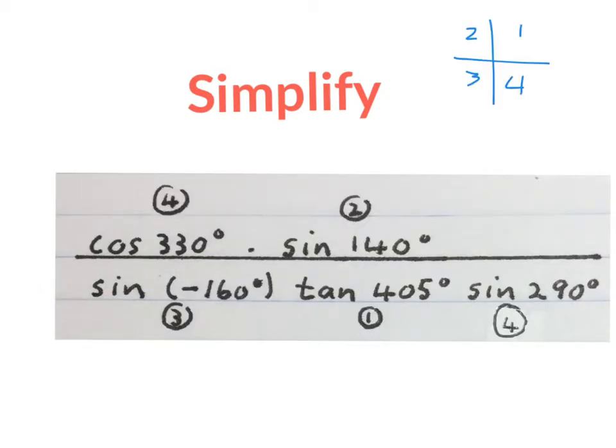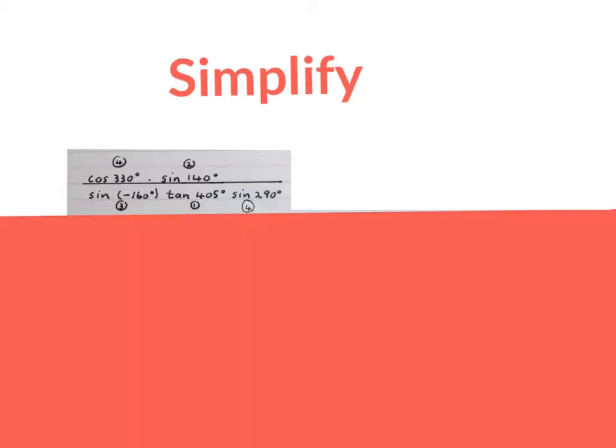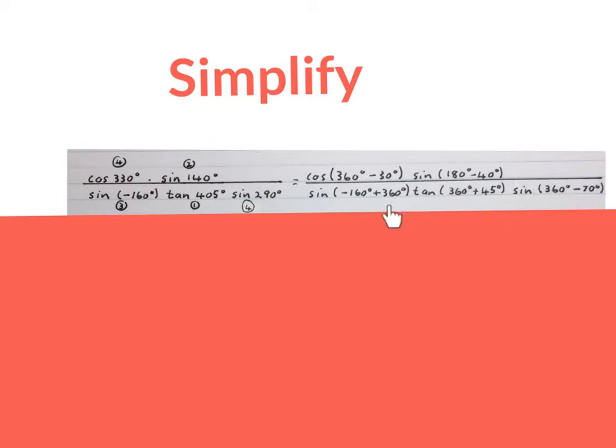With reduction, we need to find out in which quadrant each one of these angles lie. 330 degrees will be in the fourth quadrant, 140 in the second quadrant, minus 160 in the third quadrant, 405 in the first quadrant, and 290 in the fourth quadrant. Because you are in grade 12, you don't have to write all the steps I'm going to write. We are going to change each one of these angles into a positive acute angle. This specific step you can leave out.